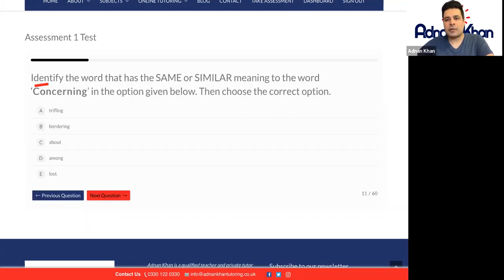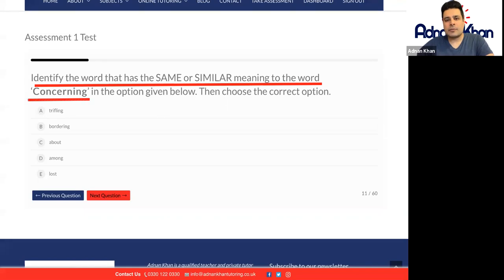So identify the word that has the same or similar meaning to the word concerning in the options below. So let's have a look at what's going to give us concerning as an answer here. In this case, I would say it's likely to be C.